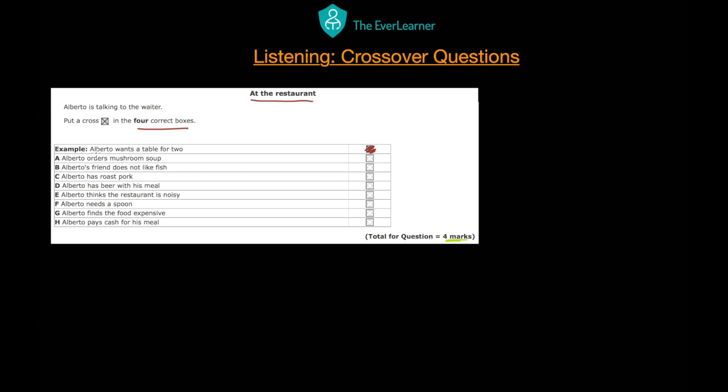Okay, so we know that Alberto wants a table for 2. Right, fine, brilliant. Now, possible things that are happening. Alberto orders mushroom soup. Okay, so let's try and think. Soup is sopa, and mushroom in Spanish can be setas in general, but most typically in the GCSE specification they use champiñones, a specific type of mushroom. So that's what I might hear about.